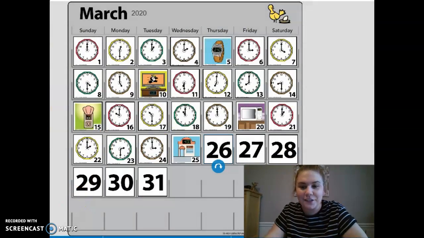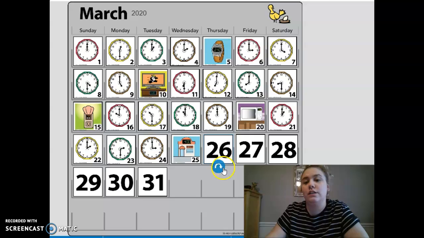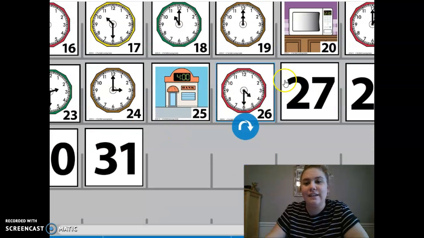Here we are at our calendar grid. Today is Thursday, March 26th, 2020. Let's check and see what today is going to be. Right after a digital, I notice there's a red clock. I wonder if today is going to be a red clock. Let's check. It is a red clock.